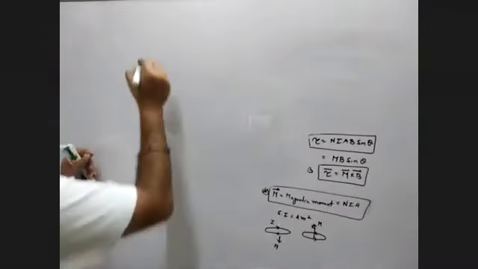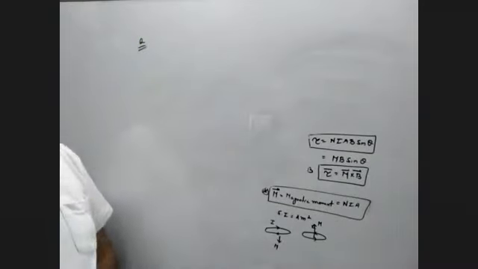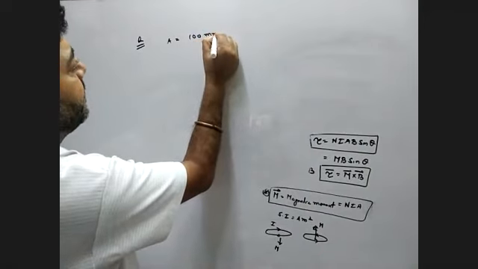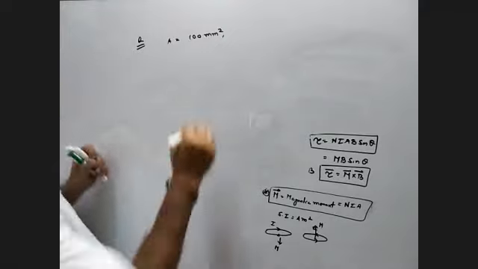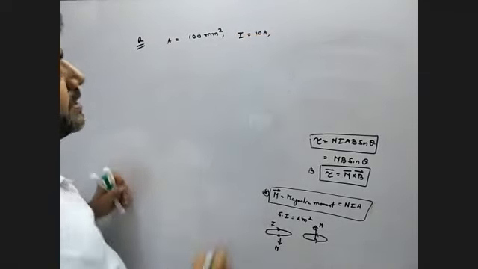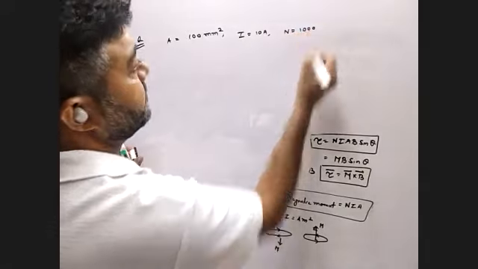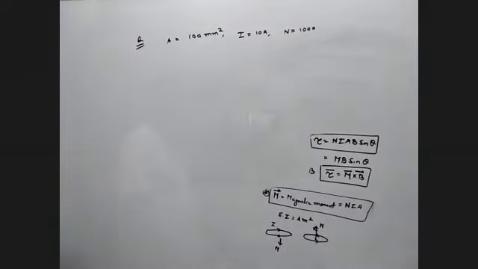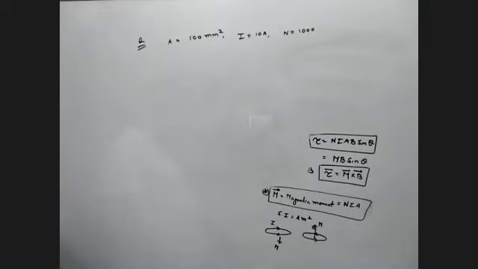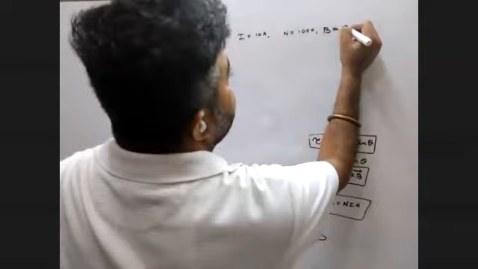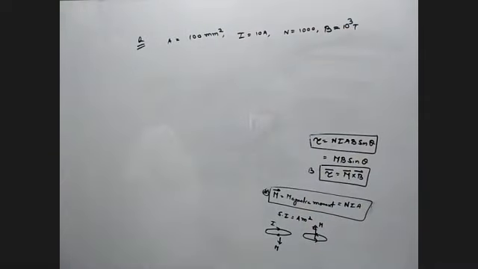So the question is that a rectangular loop of area 100 millimeter square, carrying a current of 10 ampere, number of turns 1000, is placed in the presence of a uniform magnetic field B equal to 10 to the power 3 Tesla, in such a way that the magnetic field B makes an angle of 60 degrees with the plane of the loop.